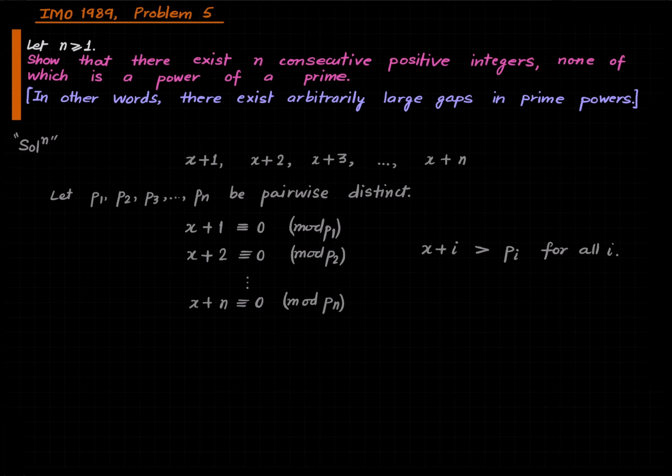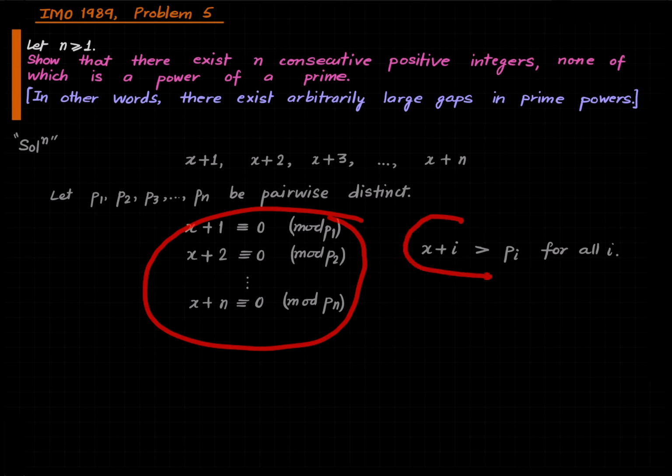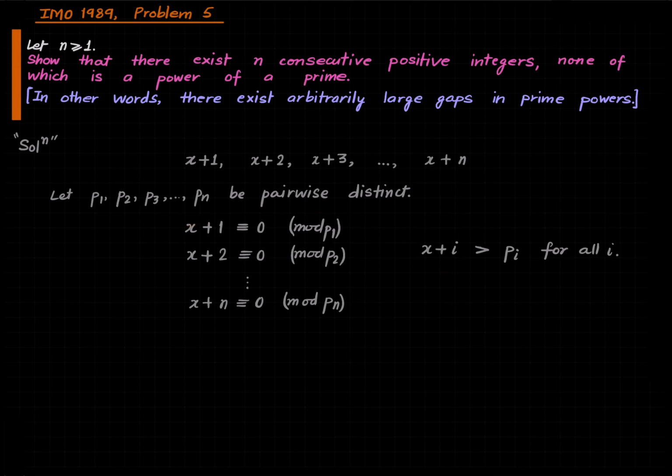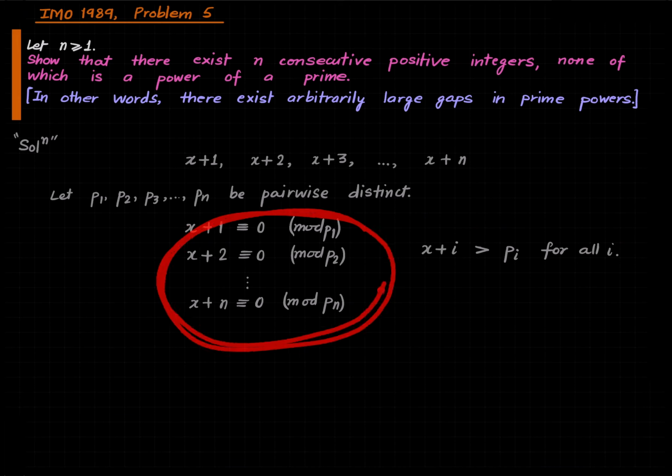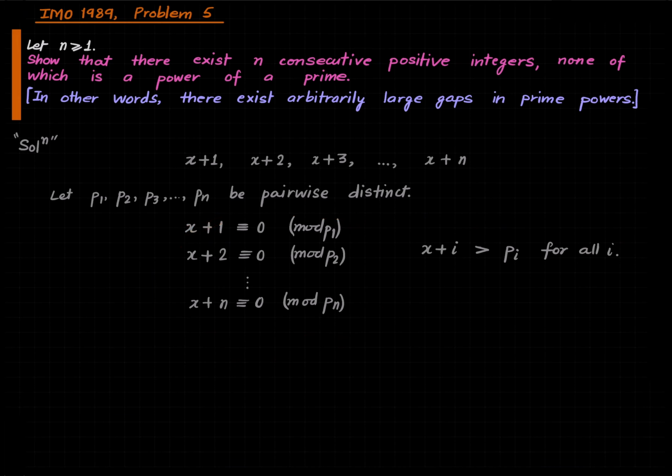So what I'm saying is that there is an x which satisfies all these congruences simultaneously, as well as these inequalities. That's simply because you have arbitrarily large x's which satisfy each of these congruences. Now, once we have such an x, this cannot be a prime.